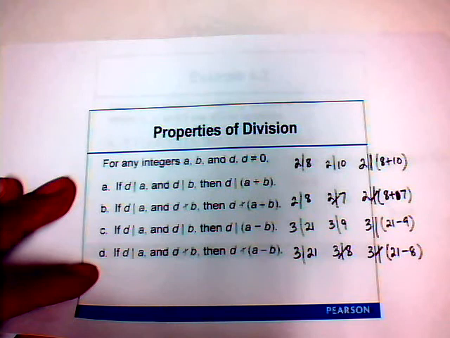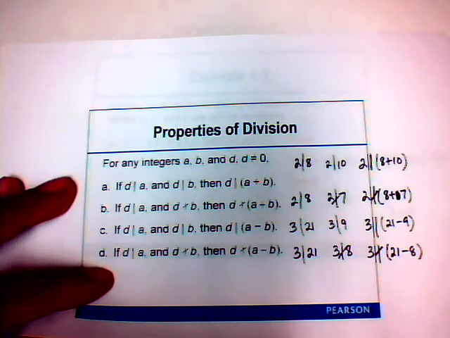Alright, part C, if d divides a and d divides b, then d will divide the difference of a and b. In this case here, 3 divides 21, 3 does divide 9, so do 21 minus 9, that will give you 12, which is a multiple of 3.